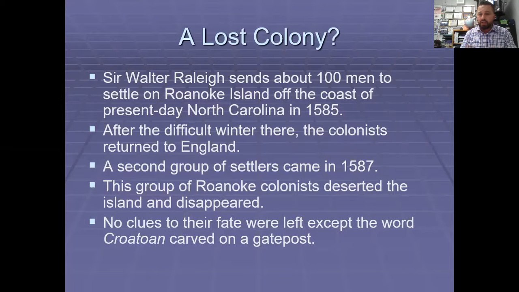Well, he goes out there in 1585, and there's a really difficult winter, and the colonists end up returning to New England, but with every intention to go back. There's a second group of settlers, and this time they came with families, and they come back in 1587. And this is one of what they call history's mysteries. A group of Roanoke colonists deserted the island. They disappeared. Walter Raleigh wrote in his journal he didn't want to leave, but he needed to go back to England to get more supplies. They knew a rough winter was coming again.